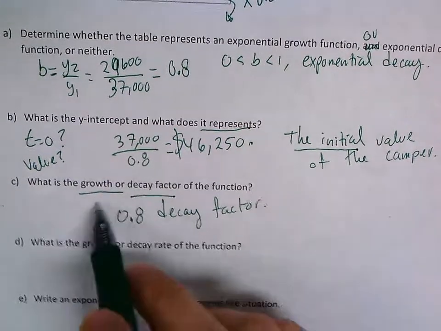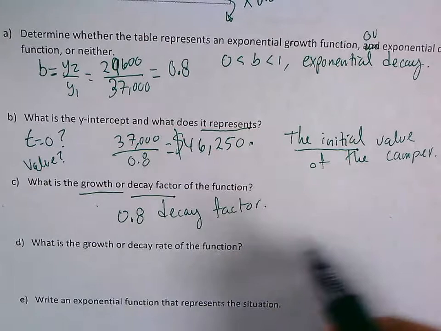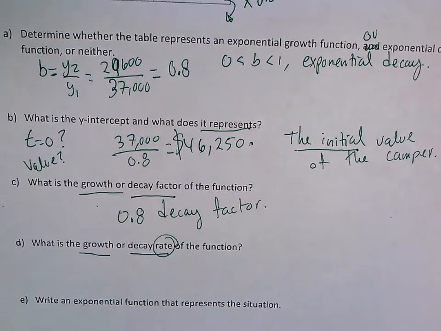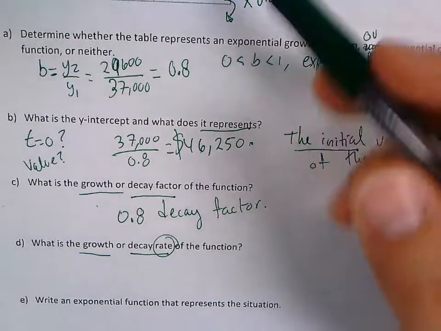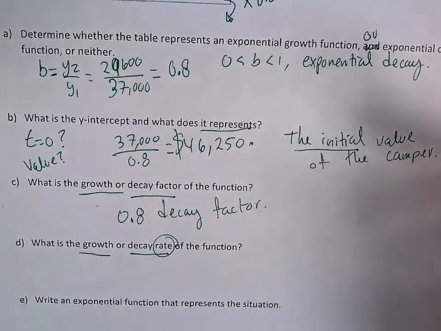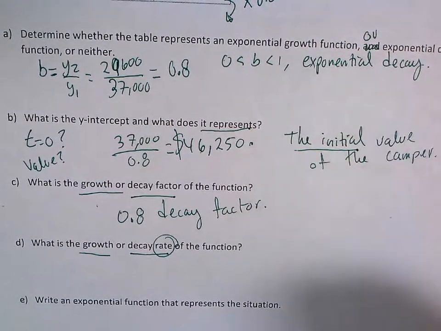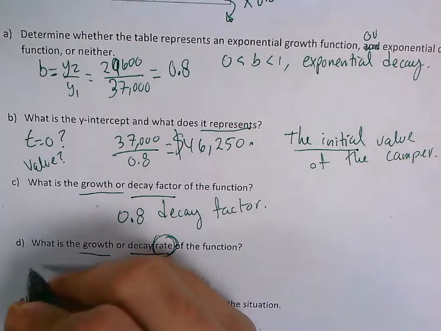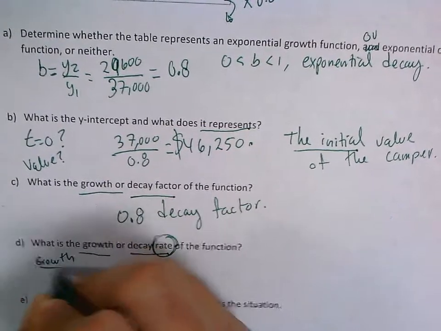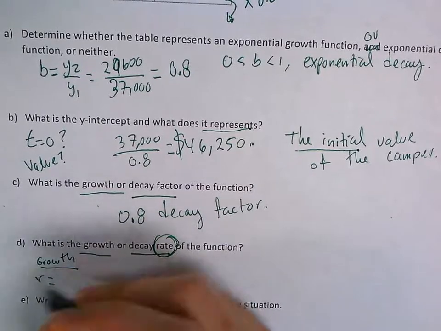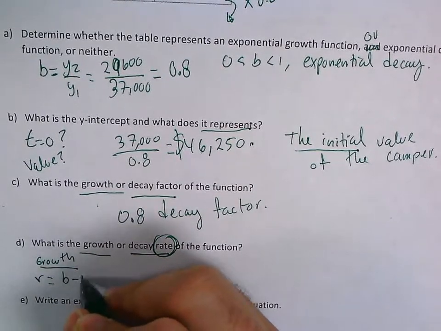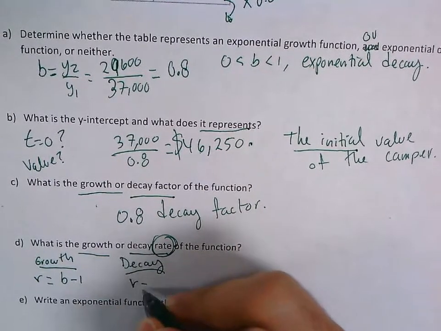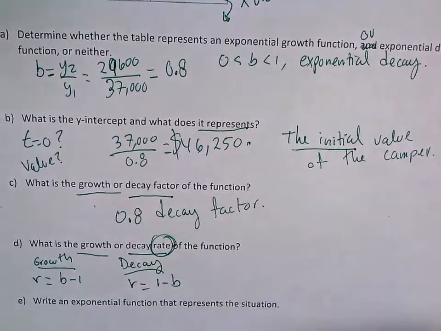Do not get confused between the growth or decay factor and the growth or decay rates. The rate is a percentage by which the value of the car is increasing, or in this case, decreasing. It's a camper. So when I try to find the rate, there are two equations that we can use. For growth, we can use the equation R equals B minus 1. And for decay, we can use the equation R equals 1 minus B.